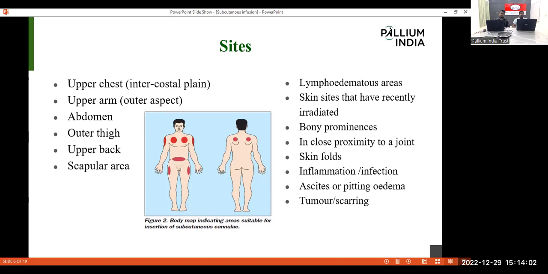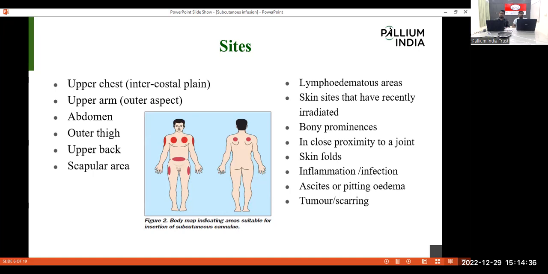Then, if there are any skin sites that were recently irradiated, or a recent wound developed in the skin area, we cannot give. Then any bony prominence we also have to avoid. In close proximity to the joint area we also need to avoid. Then skin folds and inflammation; any inflammation or any signs of cellulitis infection in the area, we also need to avoid the injection in those areas.